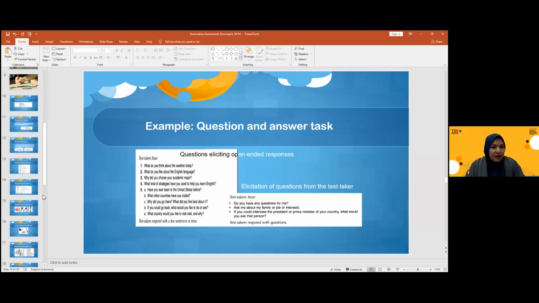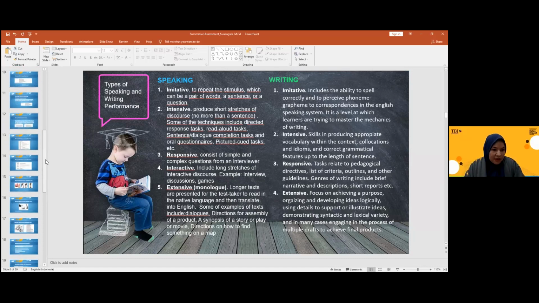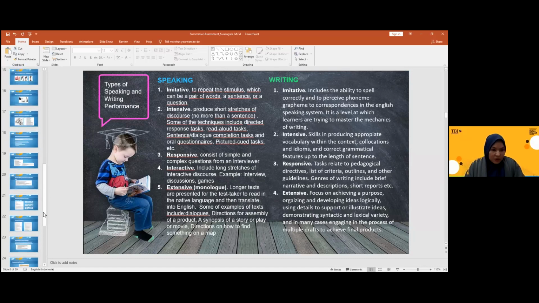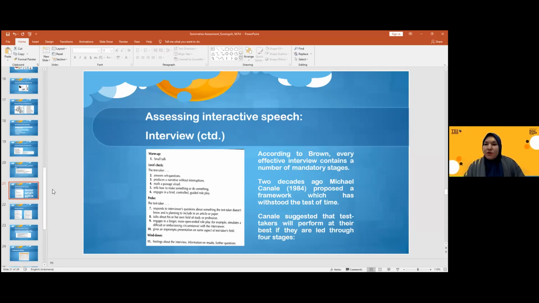And then the fourth activity is interactive. Interactive here includes interview, discussion, games, or even debate. It is interactive because they communicate with each other. I can show you an example here, interview. When you give an interview assessment, usually you give a warm-up activity like small talk, and then you ask the students some questions and ask them to answer. Then you have some rubrics to measure their speaking performance.